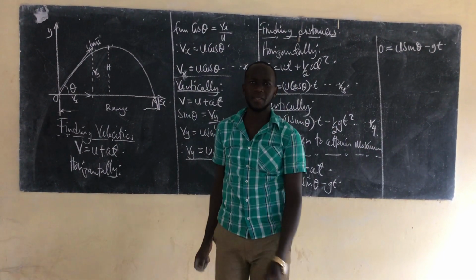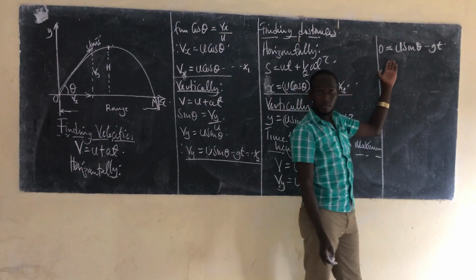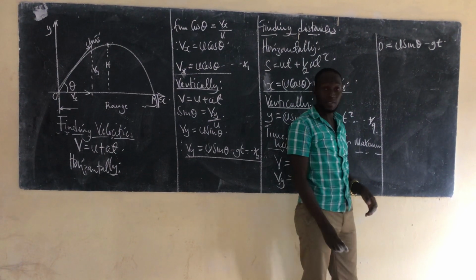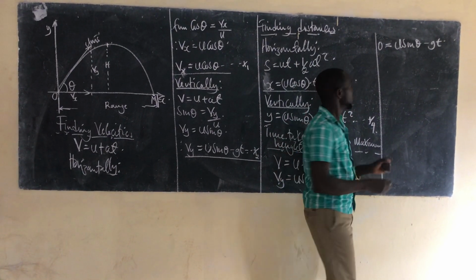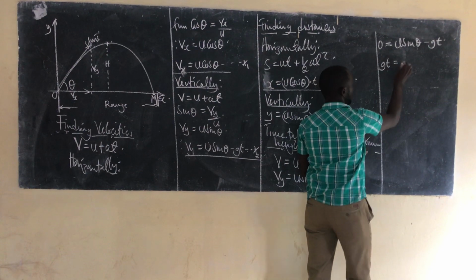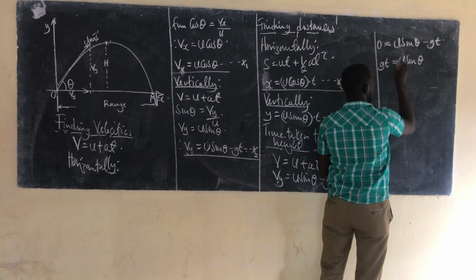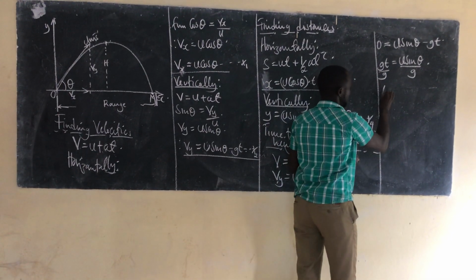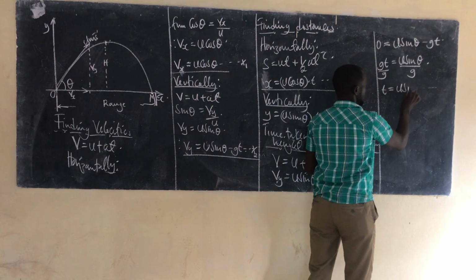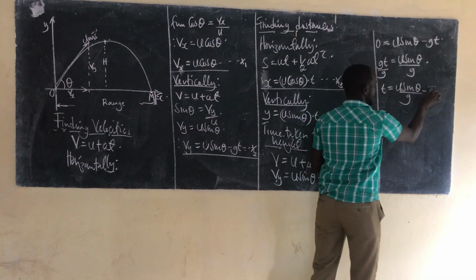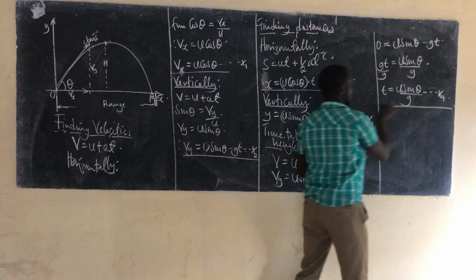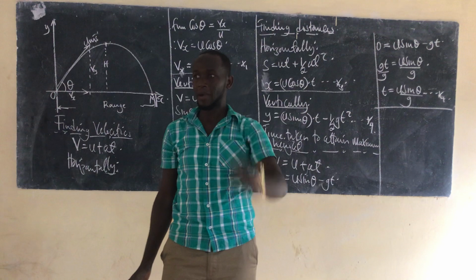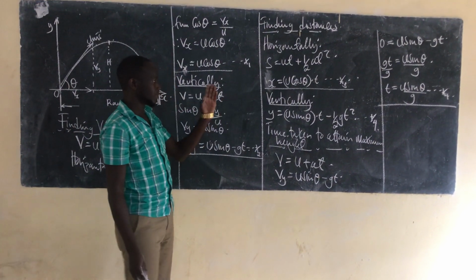Try making it the subject. So you bring this g t to this side. Is that really hard? After doing that, divide by g on both sides so that t remains the subject. So we shall have g t giving us u sine theta. Divide by g. So we shall have t equal to u sine theta over g, and this is always the expression used for finding the time taken to attain the maximum height. Hope it is very clear.